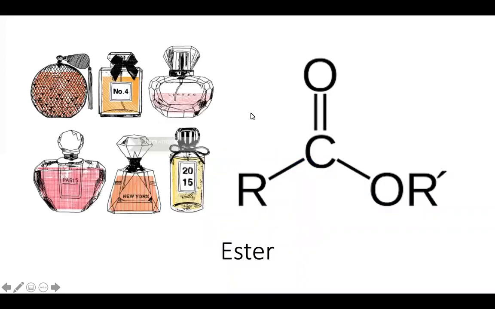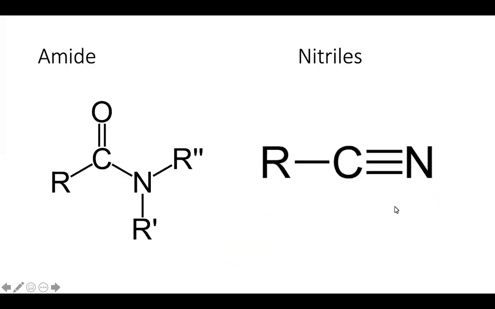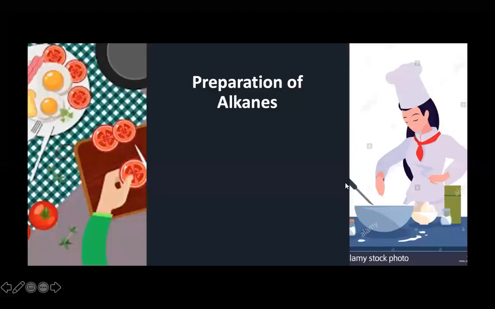Ester. Ever wonder why your mother's perfume is so nice? It's from ester. COOR. So instead of having an H here, we have another R group here. Amide. What's so special about amide is that C is double bonded to O, and the C is also single bonded to nitrogen. As for nitrile, as we said previously, C is triple bonded to a nitrogen. So let's see the reactions.